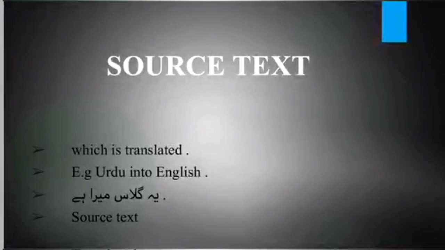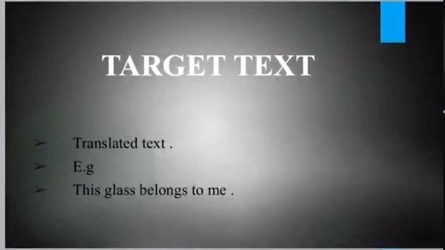For example, we have a sentence, ye glass mera hai. So this is a source text and we are asked to convert this sentence into an English sentence. So that English sentence would be the target text for us, but this Urdu sentence is acting as the source text here. What is target text? Target text is the text which is translated from the source text. As I said, ye glass mera hai is a source text, and when we do its English translation, it would be the target text, like this glass belongs to me. So this is the target text.